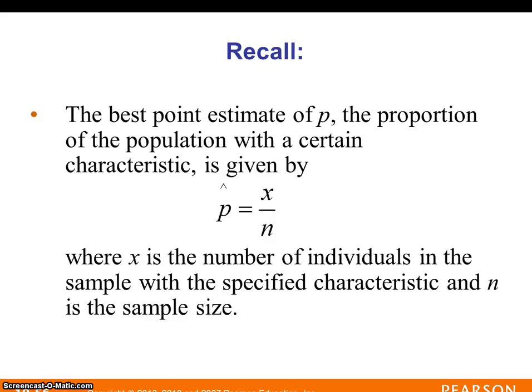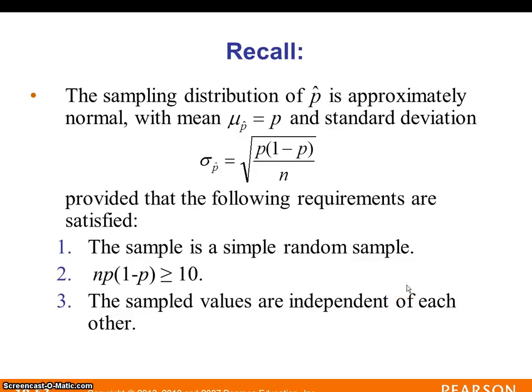The best point estimate of the proportion of the population with a certain characteristic, if you remember, is given by p hat. That's just the number in your sample that have a particular characteristic divided by n. The sampling distribution of p hat, if you remember, is approximately normal, with the mean equal to the value that's given, and the standard deviation given by the square root of p times 1 minus p over n.